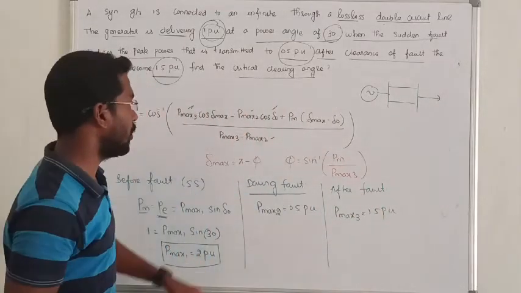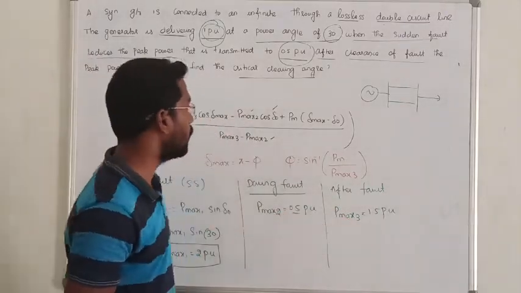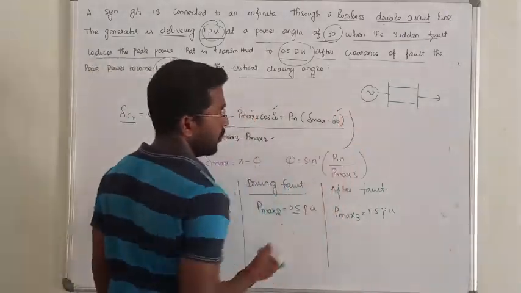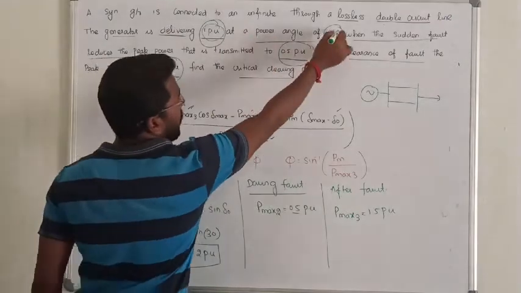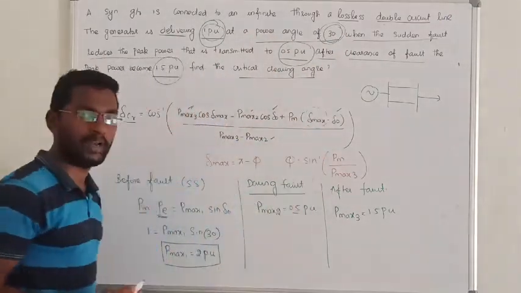இப்போ நமக்கு என்ன வேல்யூ தெரியும்? Pmax 2 தெரியும், that is 0.5. Pmax 3 தெரியும், that is 1.5. Del naught is known, that is 30 degree, that was given already here. இப்போ என்ன வேல்யூ தெரியாது? Del max is not known, right? But del max எப்படி find பண்ணலாம்?